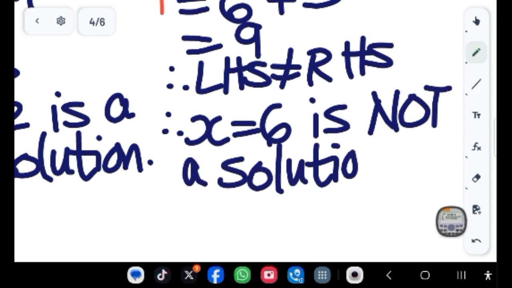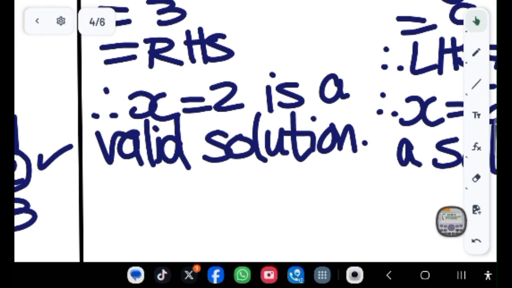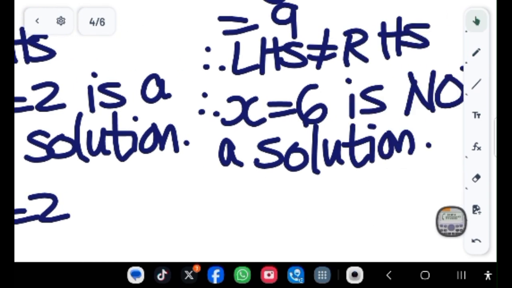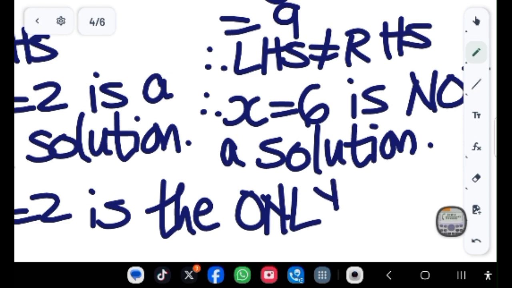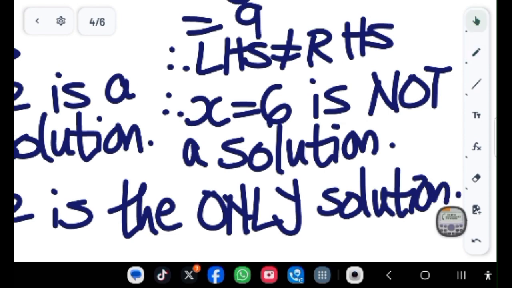And because it's not a solution, that means we throw it out of the equation as part of the solution. Now therefore, that is the conclusion, x equals 2 is the only solution. You must write this because you get marks for all of this. Don't be lazy. And that's your answer.